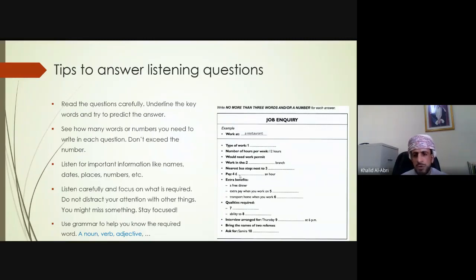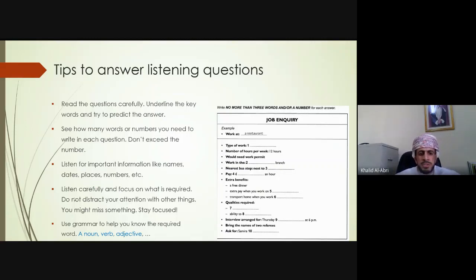We have here amount of money. So we have to hear or listen to a number. So this is the way of prediction. And you need also to see how many words or numbers you need to write. They say here that no more than 3 words or a number. So don't exceed this number. And listen for important information like names, dates, places, and numbers, because you need them to fill in the gaps.